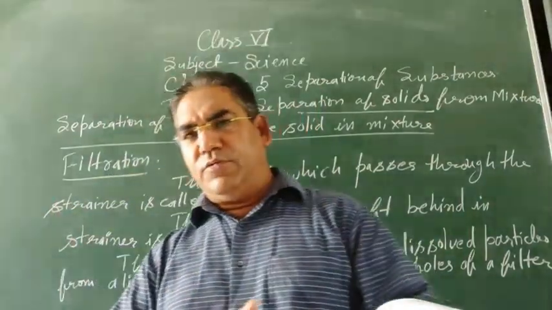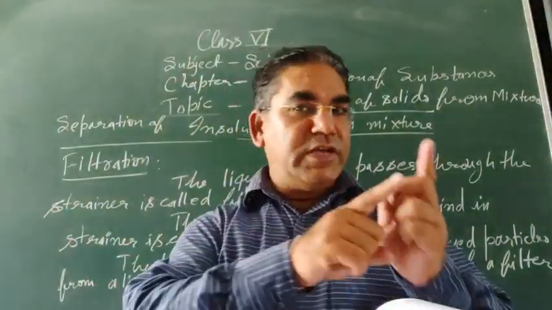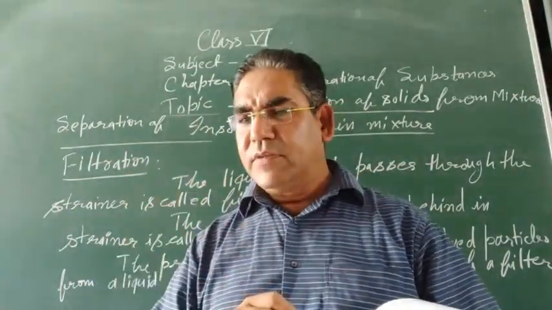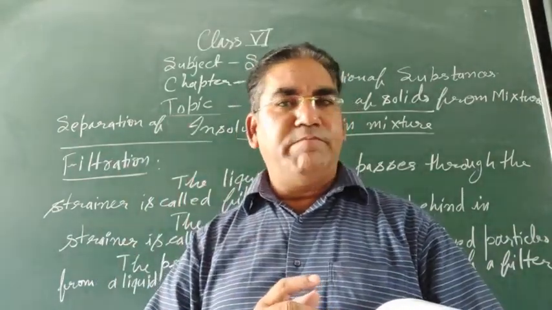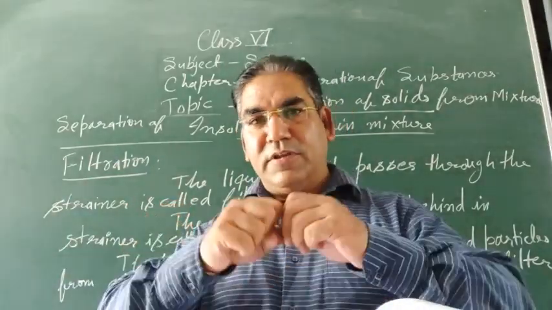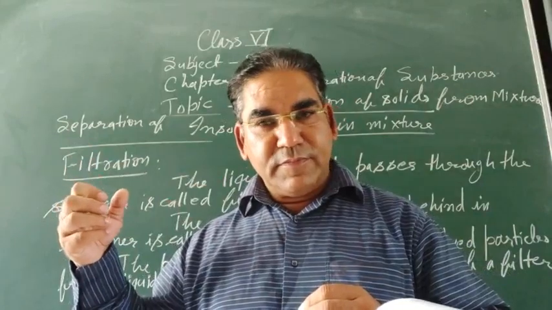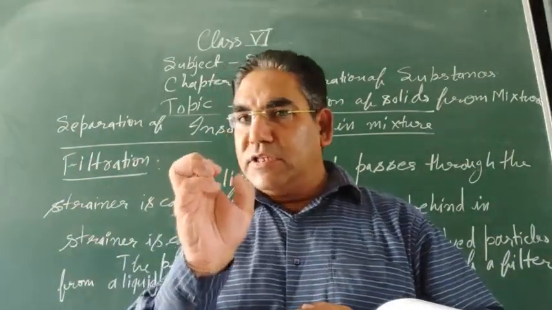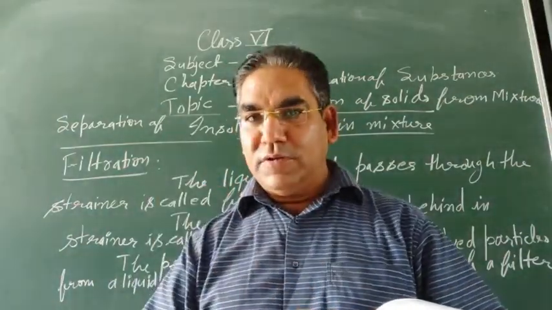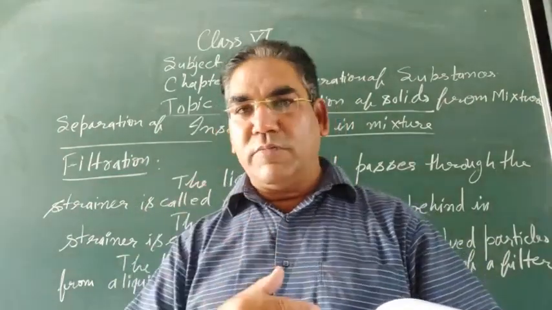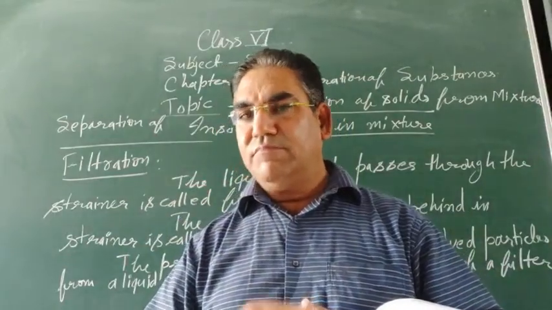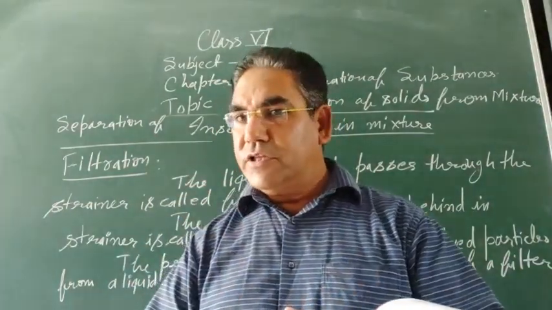The filtration we can do by different kinds of methods. Number one, we have used the strainer. Second one, filter paper. And the third example is your mom. What does your mom do? She goes to the shop and purchases a filter for water. A filter made up of cloth. This cloth is not normal cloth. It is muslin cloth. This muslin cloth is also used to filter the water.